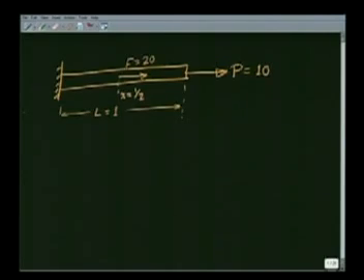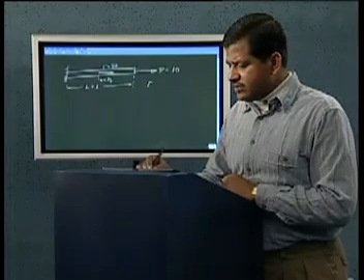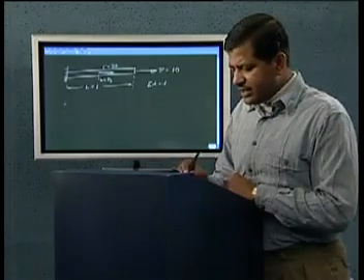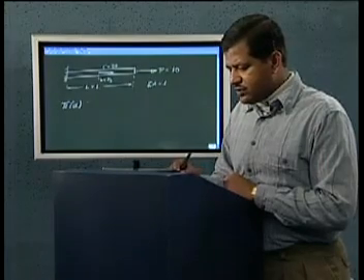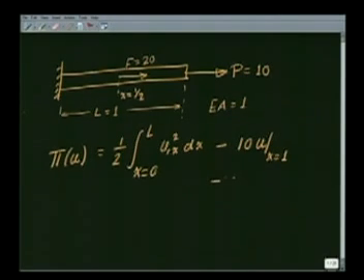So if I write the total potential energy corresponding to this problem, what will we get? Again, putting EA equal to 1, we will get pi of u is equal to half integral x going from 0 to L u comma x whole squared dx minus 10 u evaluated at x equal to 1 minus 20 into u evaluated at x equal to half. So work done by the external forces is nothing but the work done by these point loads that we have applied at the points half and 1.